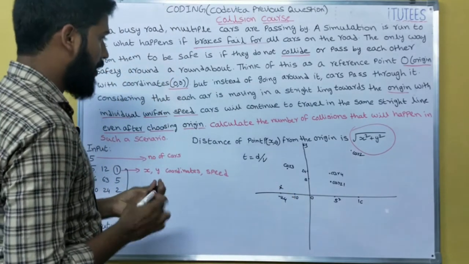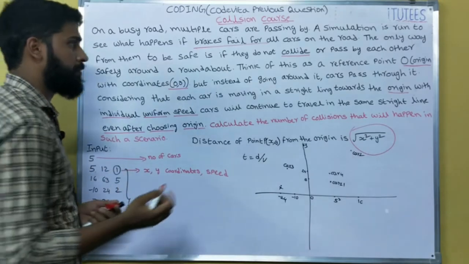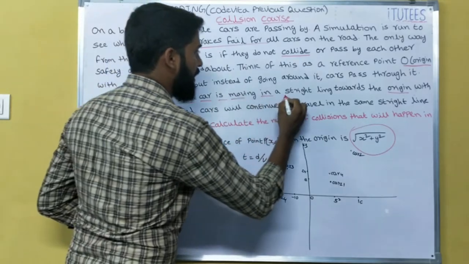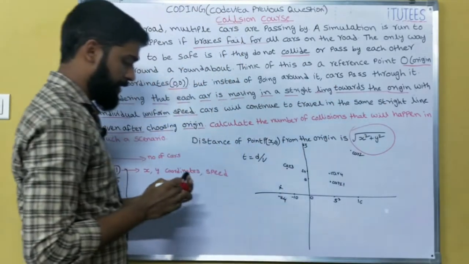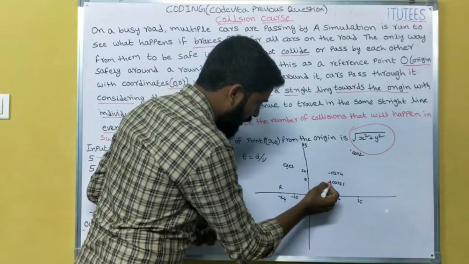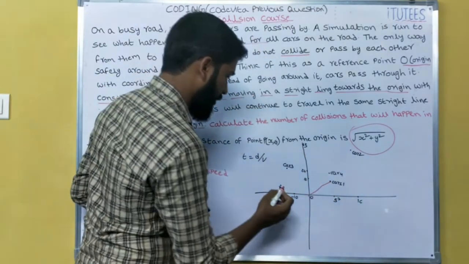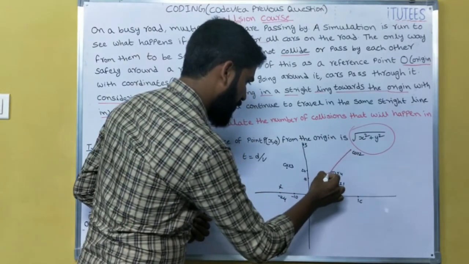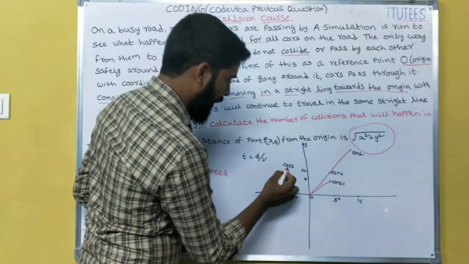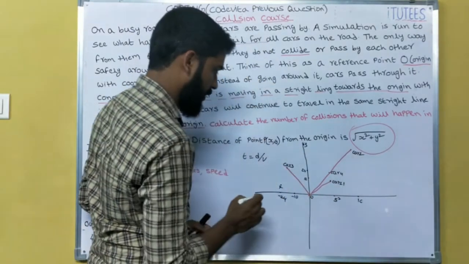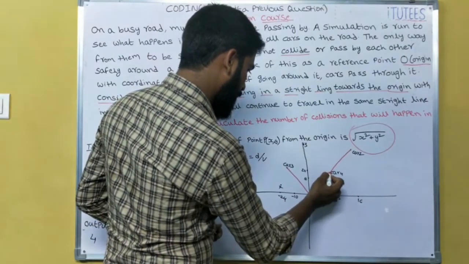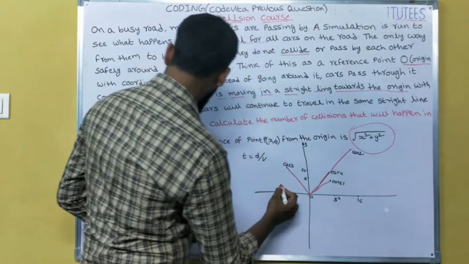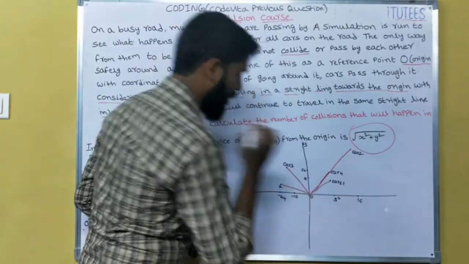Okay, now what are they asking? Considering that each car is moving in a straight line towards the origin. So that means car 1 is moving towards the origin. Car 2, where is car 2? Yes, car 2 is moving towards the origin. So car 3 is moving towards the origin. So car 4 is moving towards the origin. So this is car 5, I think. Yes, car 5 towards the origin.